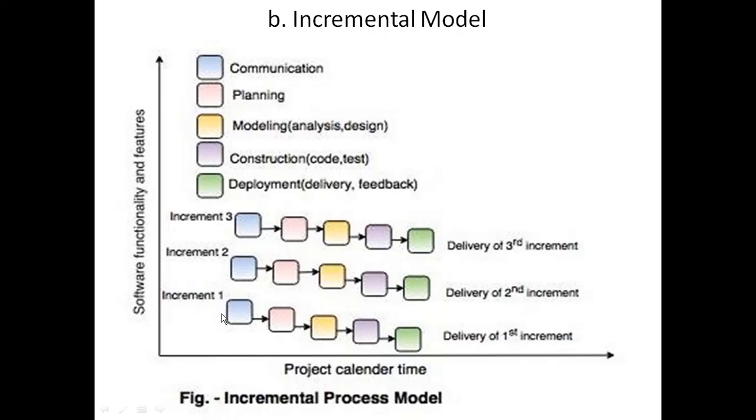So to overcome this time consuming problem, the second prescriptive model is the incremental model, which has the same phases as the waterfall model, but here it takes the user feedback at each stage or each phase of the procedure. So let's say the first increment, that is the first waterfall model, we have implemented, and we are in the communication phase, taking user requirements. After taking the user requirements, the procedure comes to the second phase, that is the planning phase.